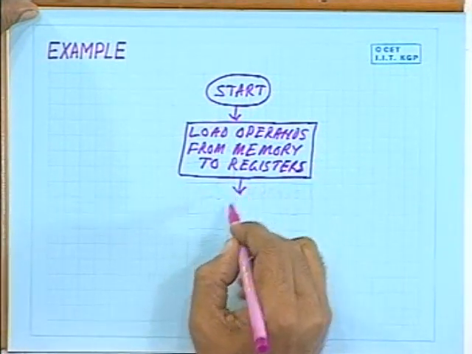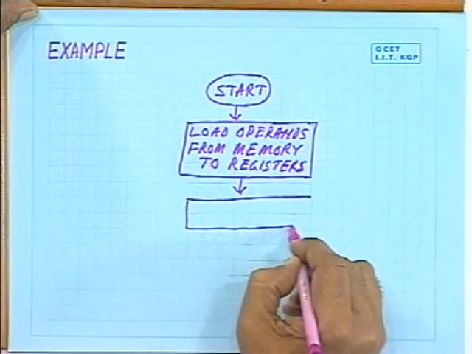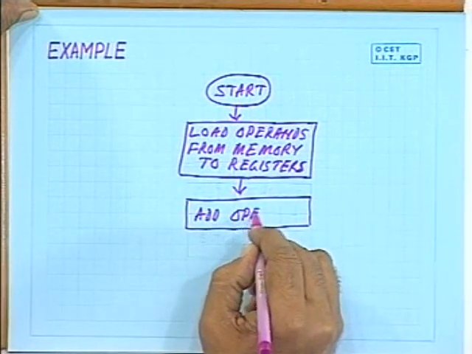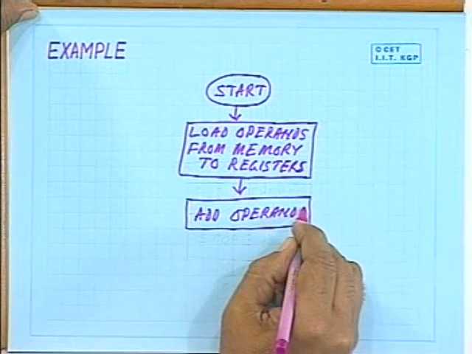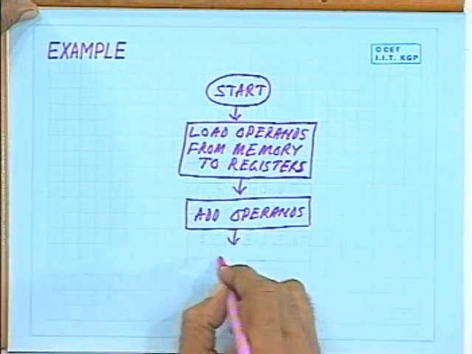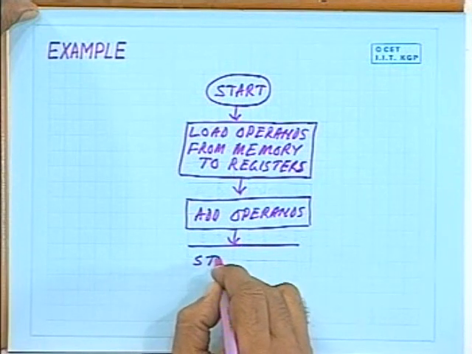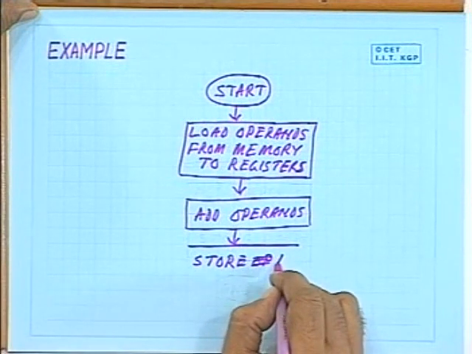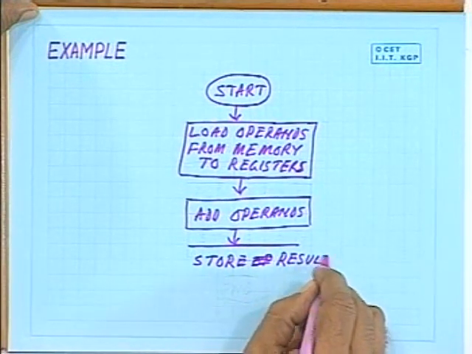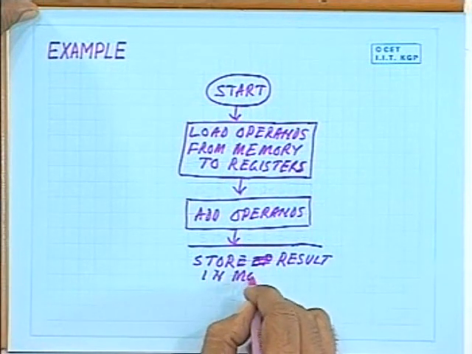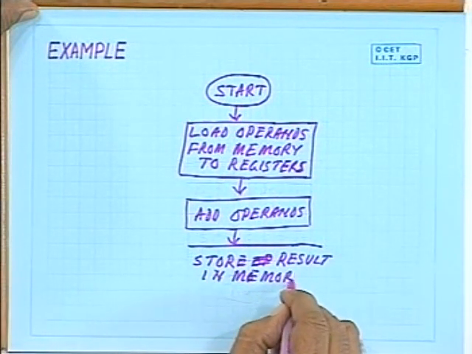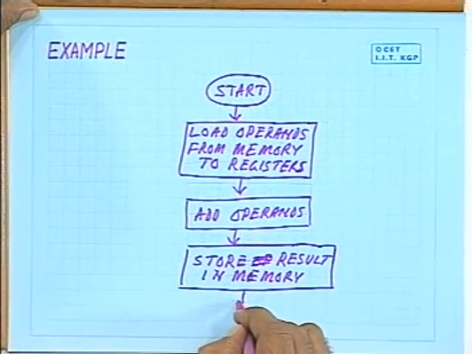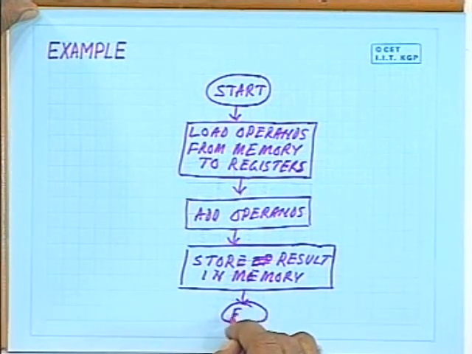Then your main job in this particular program that you have already discussed, add operands. Another step. Then you will do store result, not operand, result in memory. That is the last step of your program problem, and the end will come here.